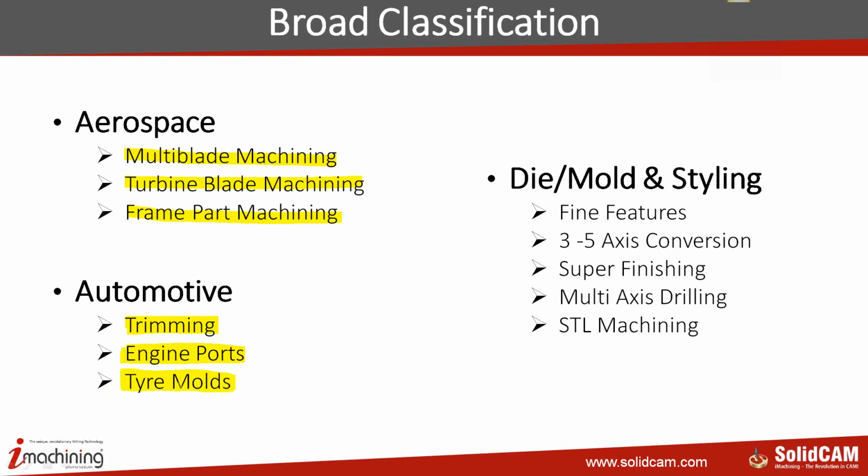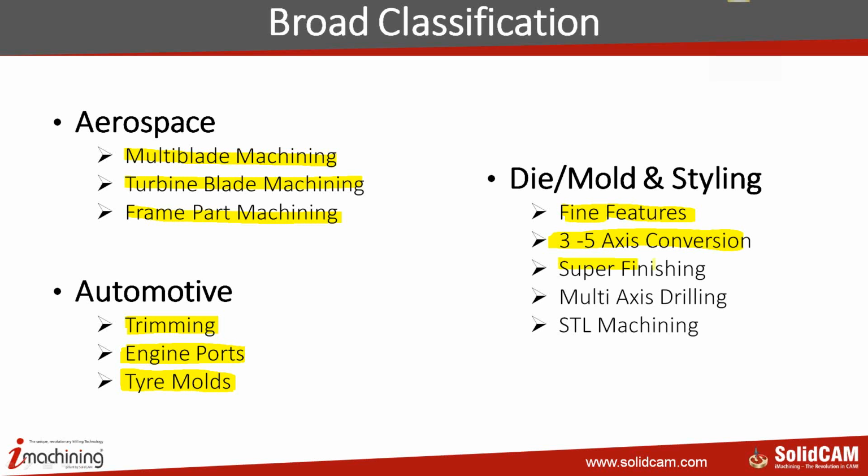Once we are done with aerospace and automotive, we have functions that we have put in die mold and styling. For example, machining fine features using simultaneous 5-axis in a mold. And then we have 3 to 5-axis conversion, which is very fast, very quick and very effective. You can convert an existing 3-axis HSM tool path, apply some automatic tilting mechanisms, and it converts an existing 3-axis tool path into a full-blown 5-axis tool path without having to spend much time on the entire thing.